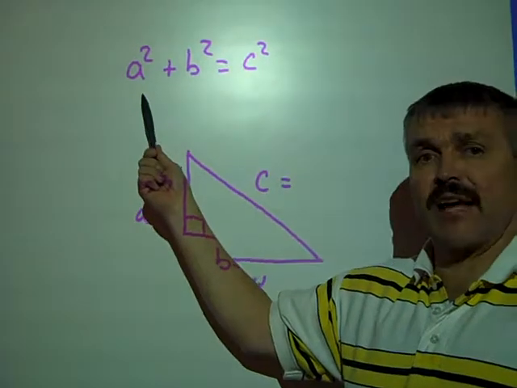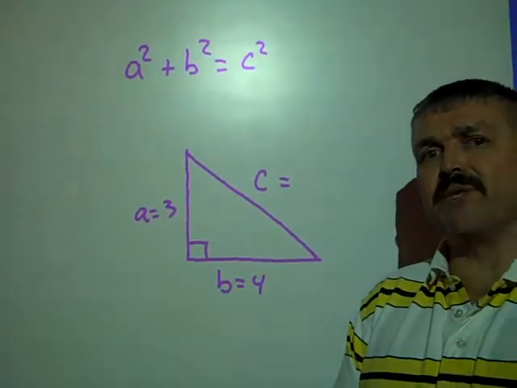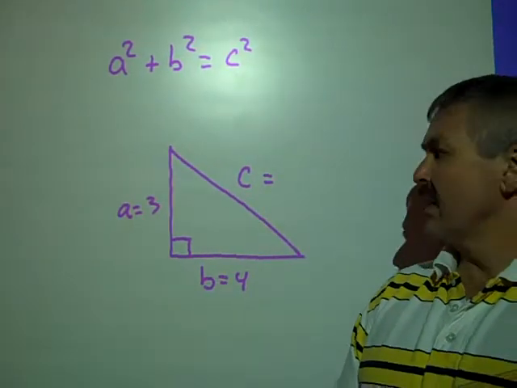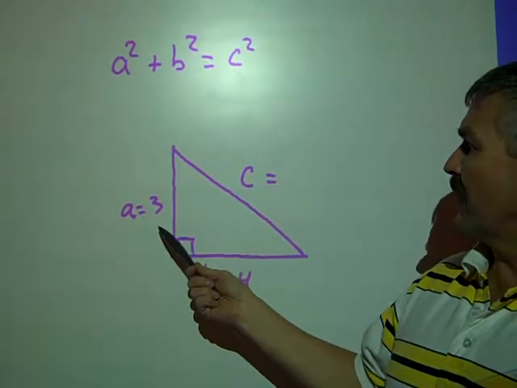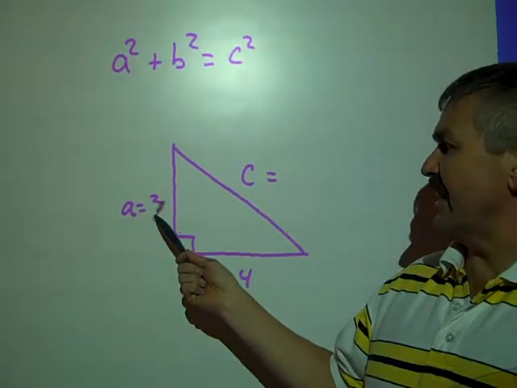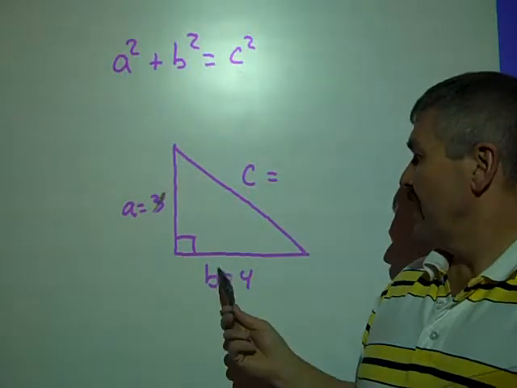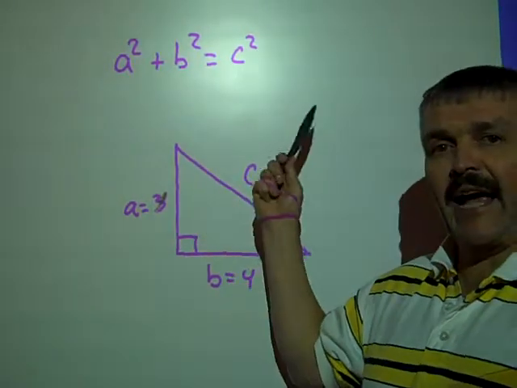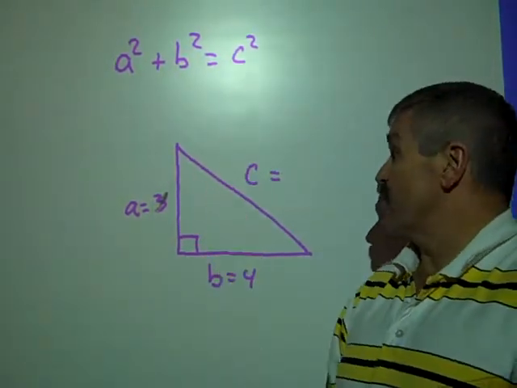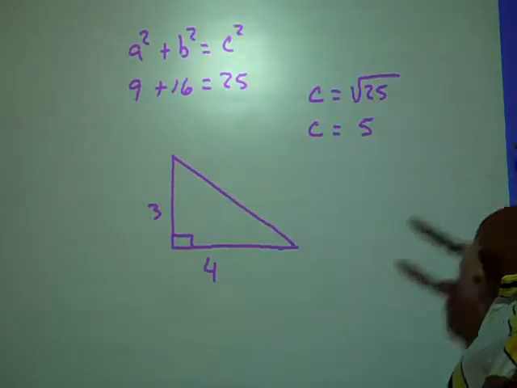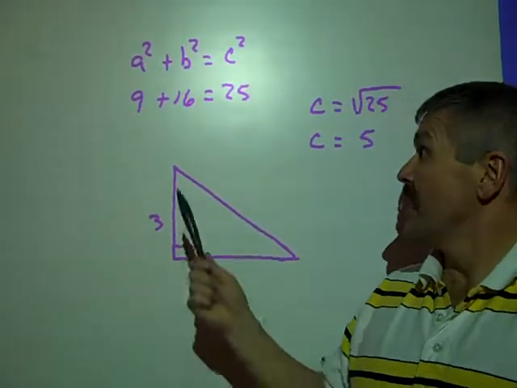The Pythagorean theorem is actually a squared plus b squared equals c squared. And so when we put our lines in here, we're going to take 3 and square it, take 4 and square it, add them up, and we'll get what c squared equals. And it will look like this.